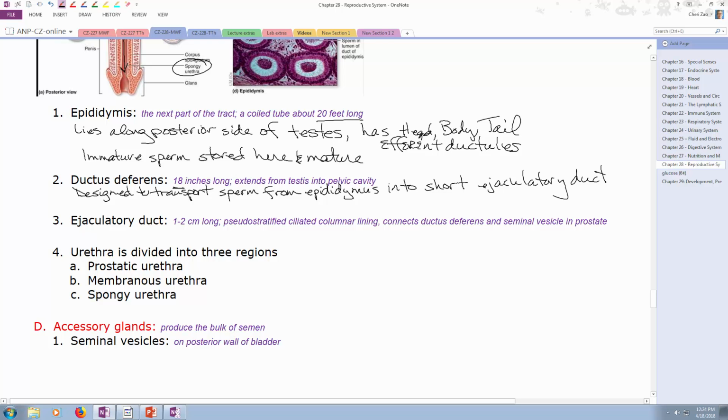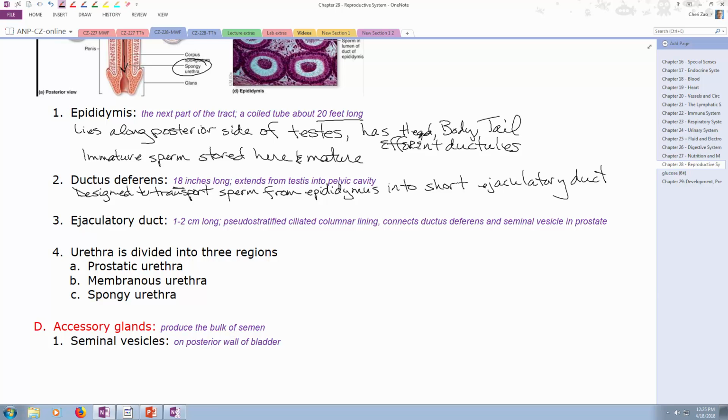So when I say it is designed to transport sperm from the epididymis into the short ejaculatory duct, what do you know about what has to be in the wall of this? Smooth muscle, because the smooth muscle is going to produce peristalsis to actually help with that transportation process. They aren't going to be wiggling that way. They are actually only going to go that way when peristalsis actually occurs in the ductus deferens. So that's an important aspect to realize about that. And it gives it structure.